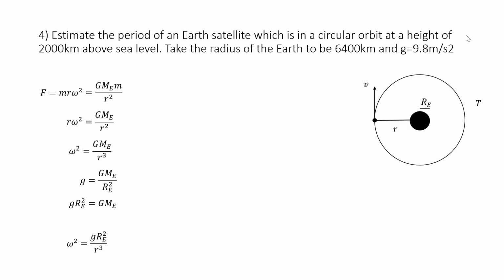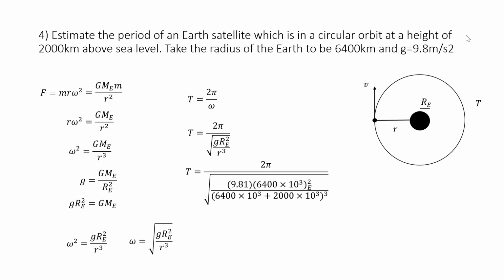So our omega squared equals g R_e squared over r cubed. And we can just take the square root of this to find out what omega is. Now, our time period is 2 pi over omega. And we can just sub our omega into this equation and sub in all the values that we have for our g, our R_e, and our r cubed into our big equation for time period, and this gives us a value of 7,631 seconds, or about 127 minutes.